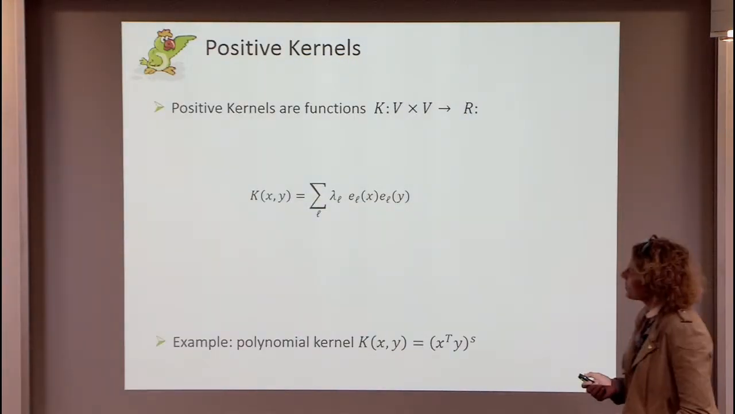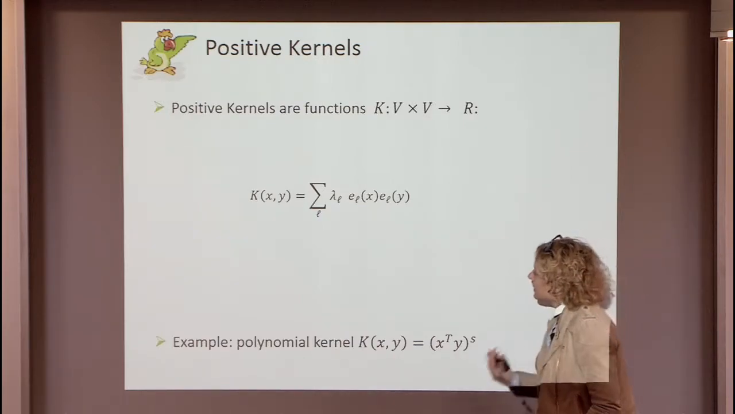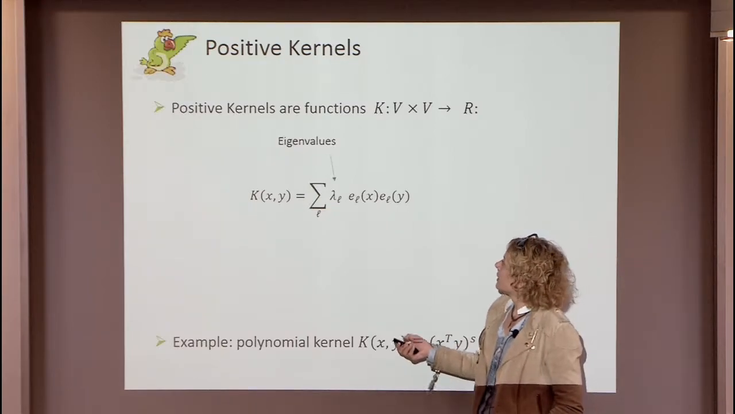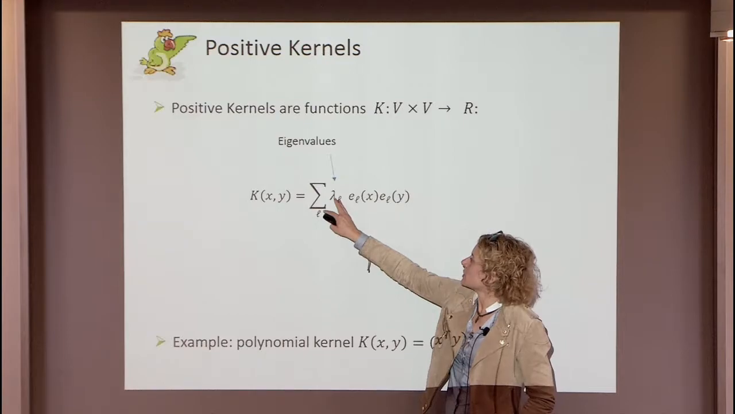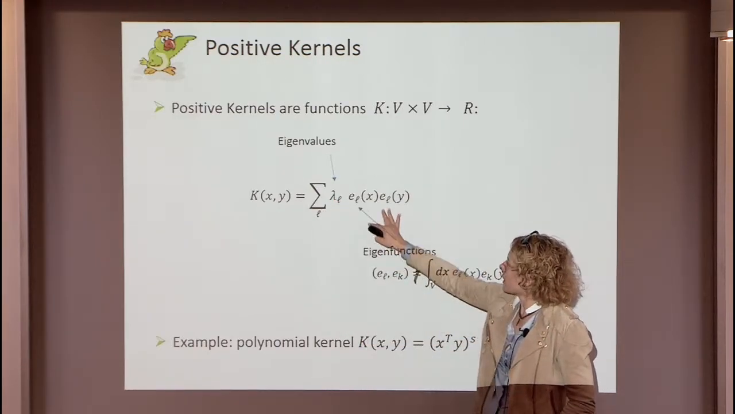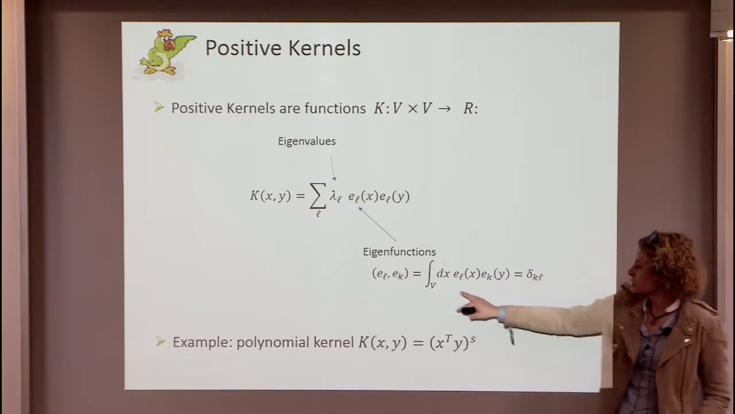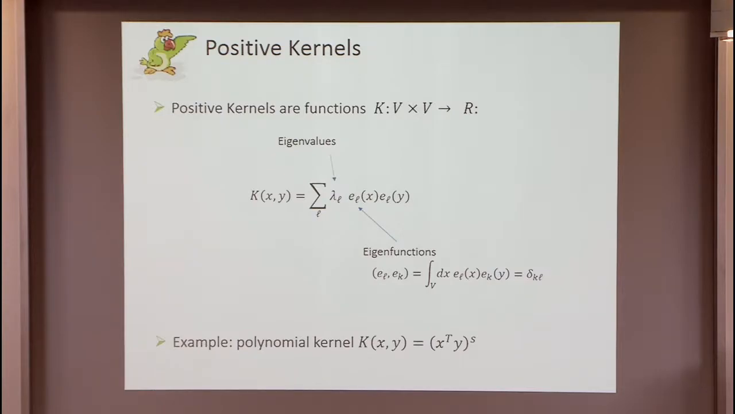So what is a kernel? A kernel is a function from our space V, for example the sphere, times the sphere, to the set of real numbers that can be diagonalized. We should be thinking about this in terms of matrices, in the sense that I can diagonalize it in terms of some eigenvalues, these lambdas, and some eigenfunctions. You can think about these as functions which are also normal with respect to some measure, the uniform measure on the object that we're interested in, for example this sphere.